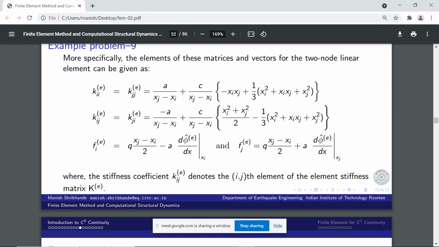And these nodal values of the external loads are related to distributed functions and the associated secondary variables at the nodes. This is for the ith node, and for the jth node, as you can see intuitively, if there is a uniformly distributed load, the force is distributed equally at the two ends, and that's what you get here: q multiplied by (xj minus xi)/2, and q multiplied by (xj minus xi)/2. The total load is q times l, the length of the element. So that's the total load being distributed equally at the two nodes of the element.